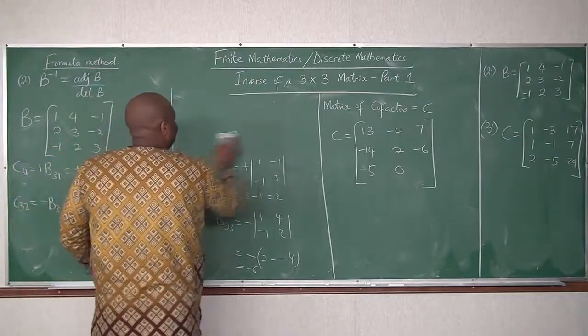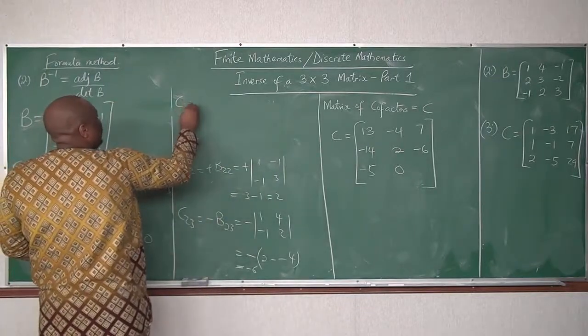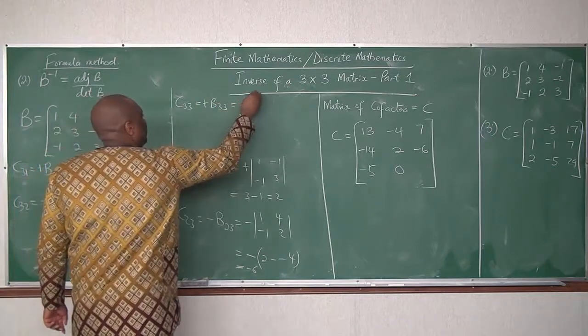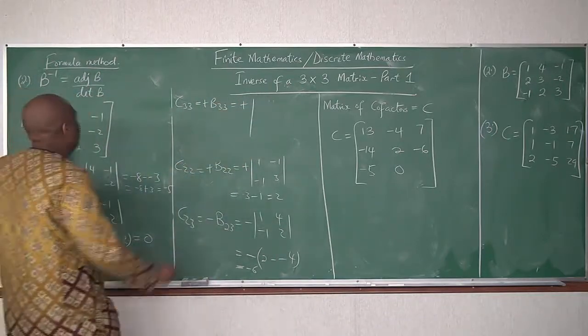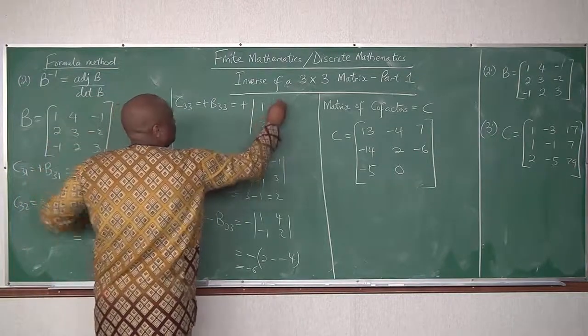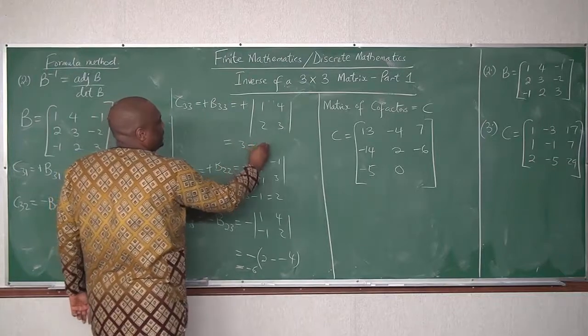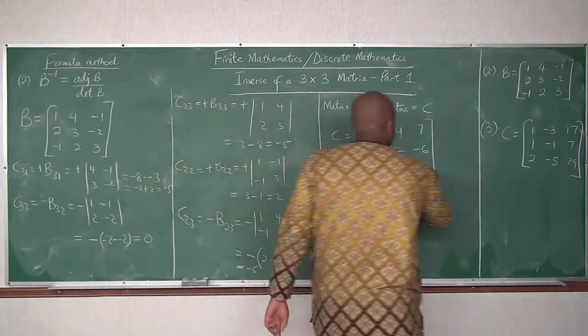And C33 will be what? C33 will be plus B33, which is plus determinant. This is 1, 2, 4, 3. And that will be 3 minus 8, which is minus 5. So let's see whether this is right anyway.